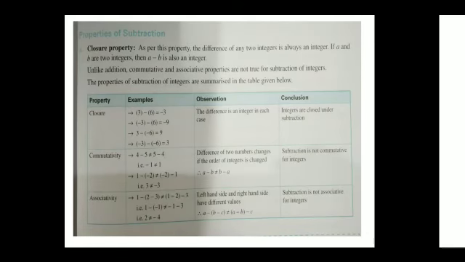Now the properties of subtraction. Closure property: as per this property, the difference of any 2 integers is always an integer. If a and b are 2 integers, then a minus b is also an integer. In the closure case, the difference is an integer in each case. The conclusion: integers are closed under subtraction. Commutative property: the difference of 2 numbers changes if the order of the integers is changed. Subtraction is not commutative for integers. Associative property: the left hand side and right hand side have different values. For example, a minus (b minus c) is not equal to (a minus b) minus c. All right.